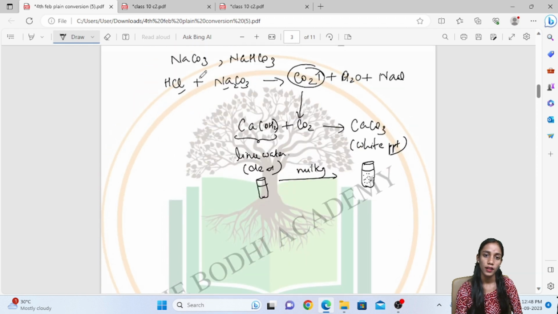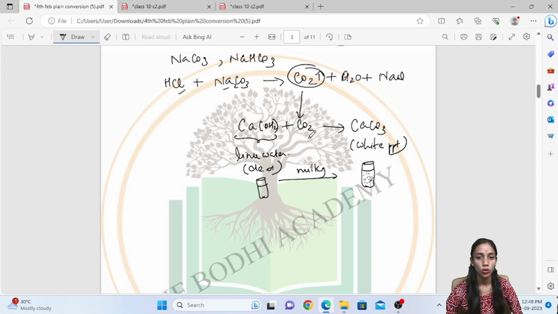So the carbon dioxide produced by this reaction is passed on to the calcium hydroxide, and there is formation of calcium carbonate. This turns lime water milky. So the question for the exam, which is a very common question, is why does lime water turn milky? How does lime water turn milky? So you have to write this.